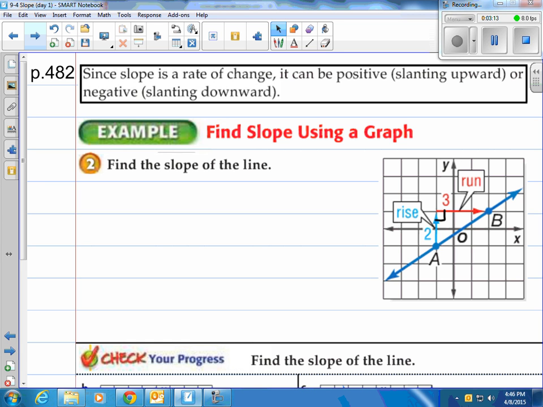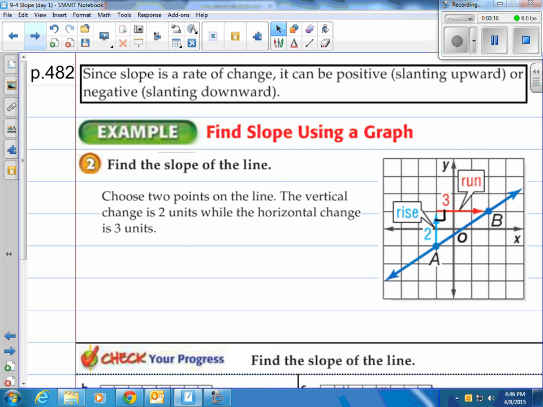All right, let's try this one. Find slope using the graph. So find the slope of the line. Well, first off, choose 2 points on the line, and then find the vertical change and the horizontal change from left to right. So if you notice, we are going up from A to B. Those are the 2 points. They actually gave them to you this time. Sometimes they don't give them to you. You just have to find 2 points on there and then use your skills in making a right triangle. So notice they've gone from A to B. They go up 2. Up is a positive, so it's up 2. Then right 3 is also a positive. So there's your rise and your run.